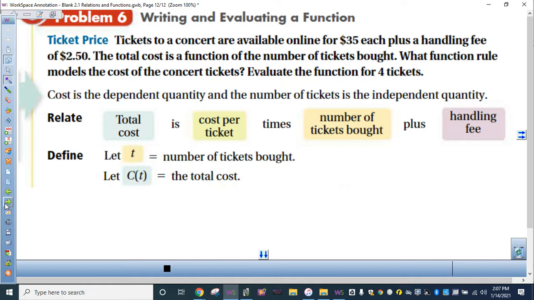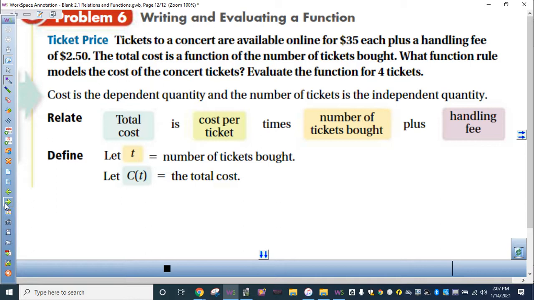Story problem method. First step is read, don't write. Tickets to a concert are available online for $35 each, plus a handling fee of $250. The total cost is a function of the number of tickets bought. What function models the cost of the concert tickets? Evaluate the function for 4 tickets.